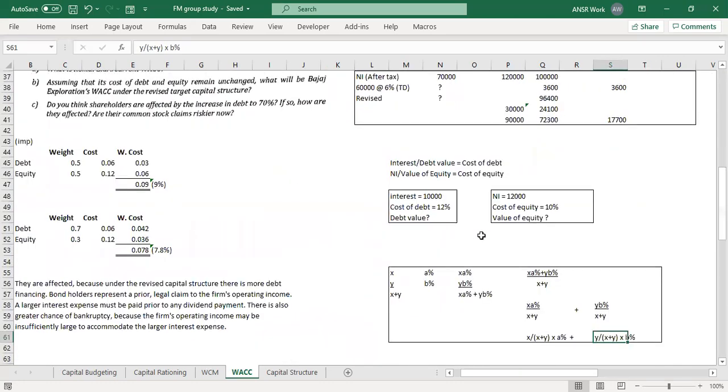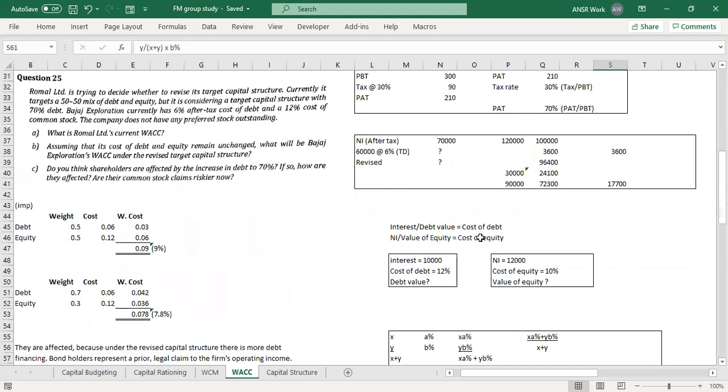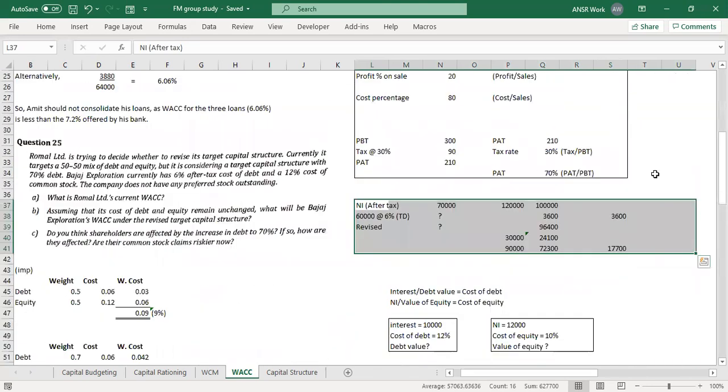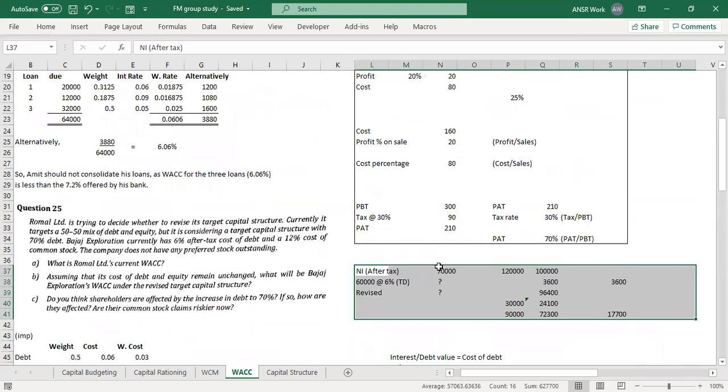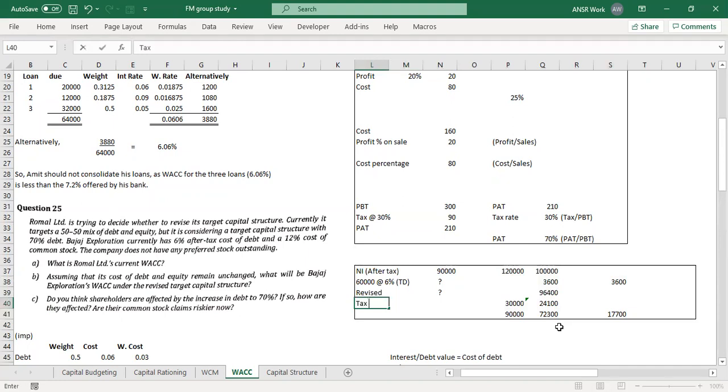Then I'll quickly move on to one more example that I wanted to discuss before moving on to the question. This is again the same thing as what we did in the top one. I have just modified the values a little bit. Net income is 90,000 and suppose debt is 60,000 at the rate of 6%, so that comes to 3,600. Our tax rate in this case is 25%.